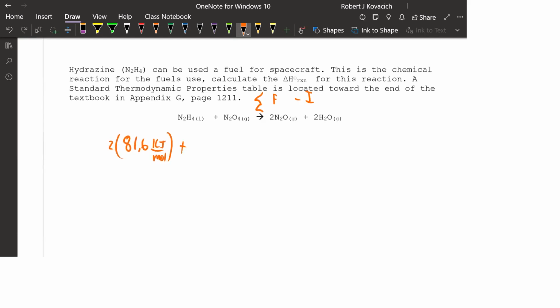And then to that, we're going to add the heat of formation for water. So let's go back up and water as a gas. So heat of formation of water as a gas. So that's negative 241.82, but this is also times 2. And we're going to add those guys together. And then we're going to subtract off what we started with. So then I'll find my hydrazine. There's the hydrazine.